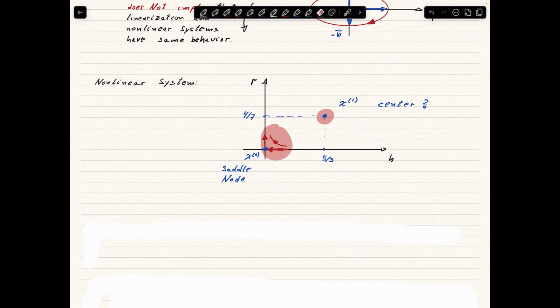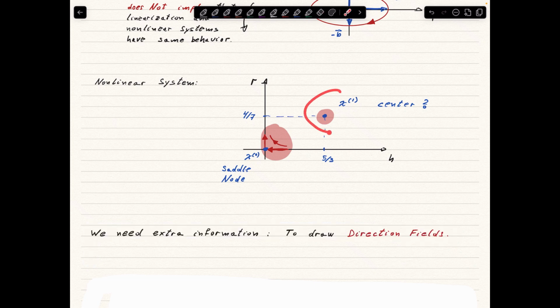So what can we do? There are many ways to obtain more information about the nonlinear solution near this critical point. Maybe the simplest, and the one we have seen in our videos before, is to draw direction fields. And if you draw the direction fields near this critical point, you're going to see that actually the behavior of the solution here is like a center.